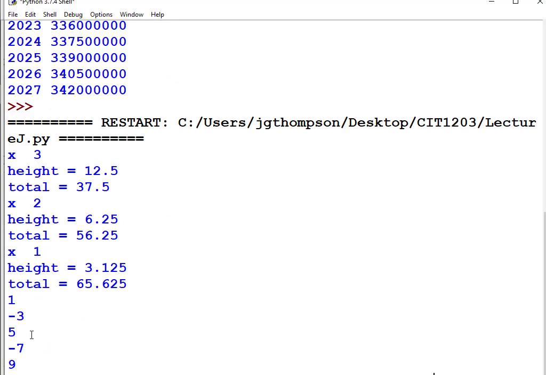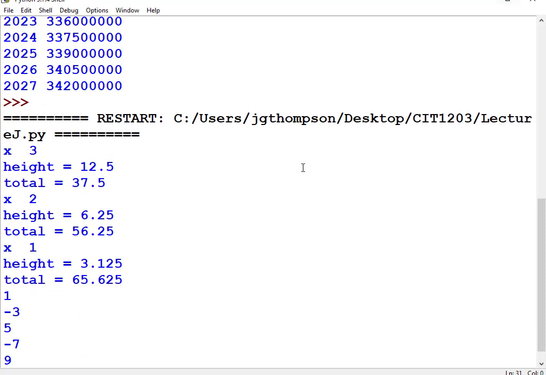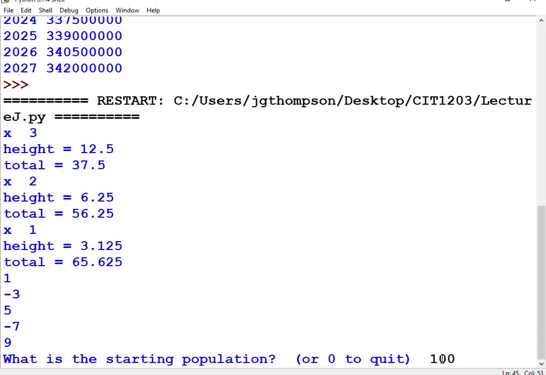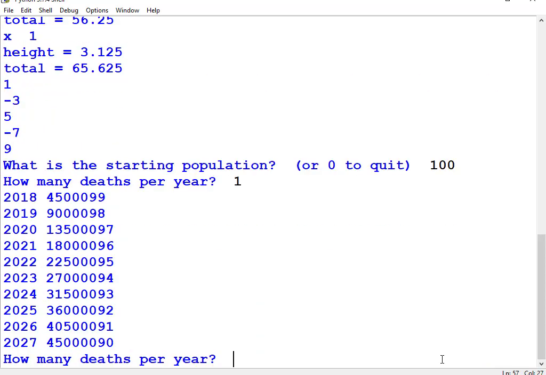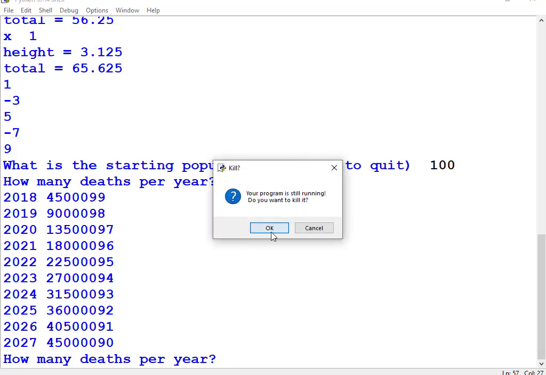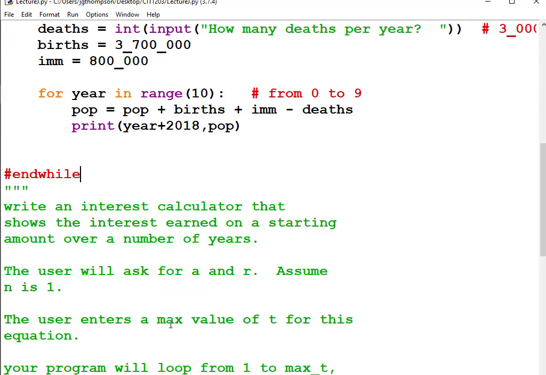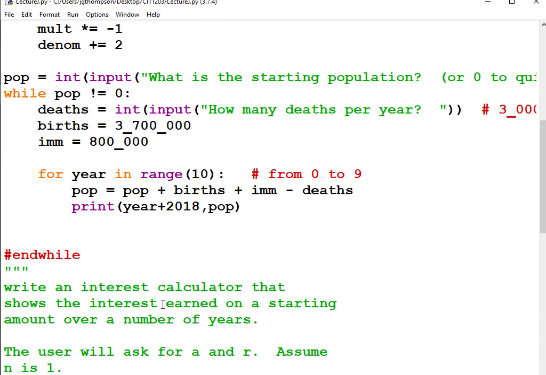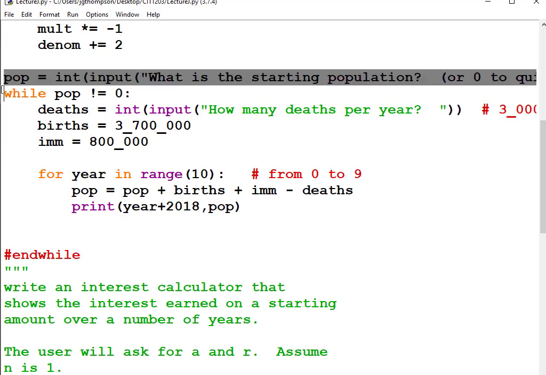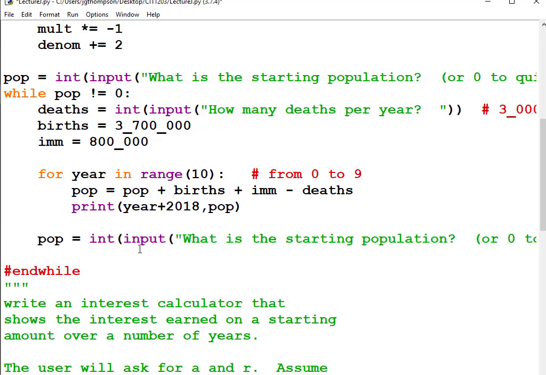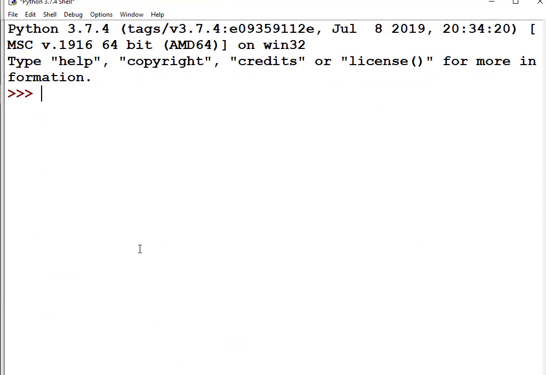Let's see how that goes. So what is the starting population? It's 100. How many deaths per year? 1. Okay, great. It increased. And I botched it. Why is it asking me how many deaths per year without asking me the starting population? I must have copied and pasted the wrong question. I never did copy and paste it, even though I said I was going to. Let's do that. Didn't you see we do that? All right, I thought I had.